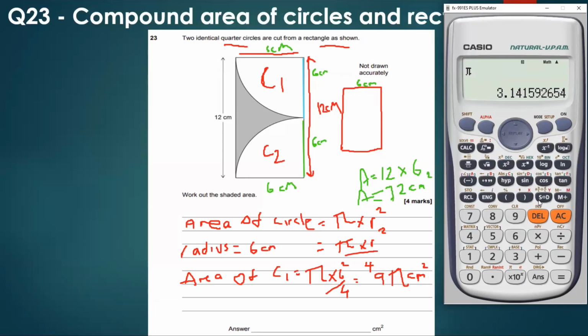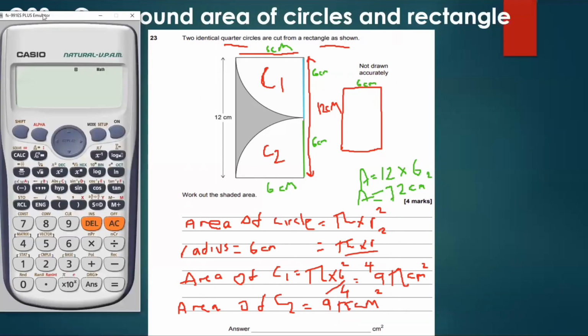Right, the area of C2, guys, is going to be the same as the area of C1. So the area of C2 is also going to be 9 pi centimeters squared. I hope that actually makes sense so far. So the total area of the 2 quarter circles on my calculator is going to be 9 pi plus 9 pi, which gives us 18 pi. So 18 pi centimeters squared for the areas of both of these quarter circles.